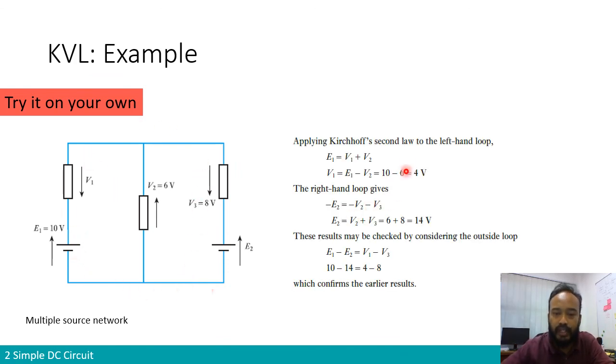The first one is for the left hand loop, as we mentioned, with V1, V2, and E1. So the equation is EMF E1 equals V1 plus V2, right? Or E1 minus V1 minus V2 equals 0.